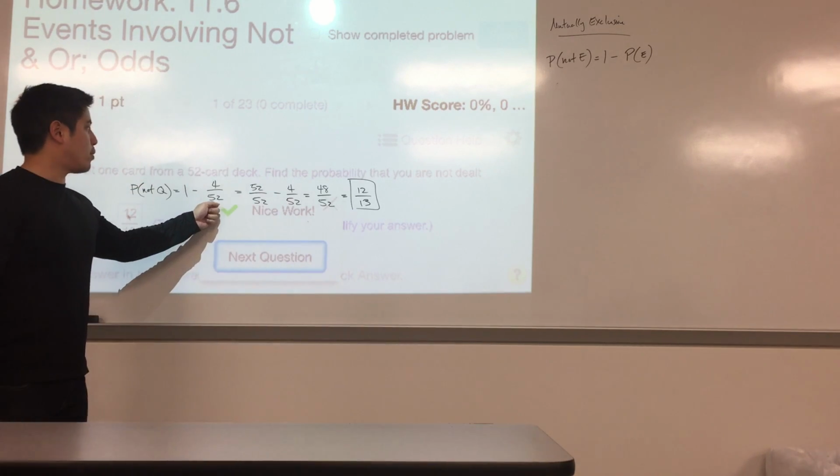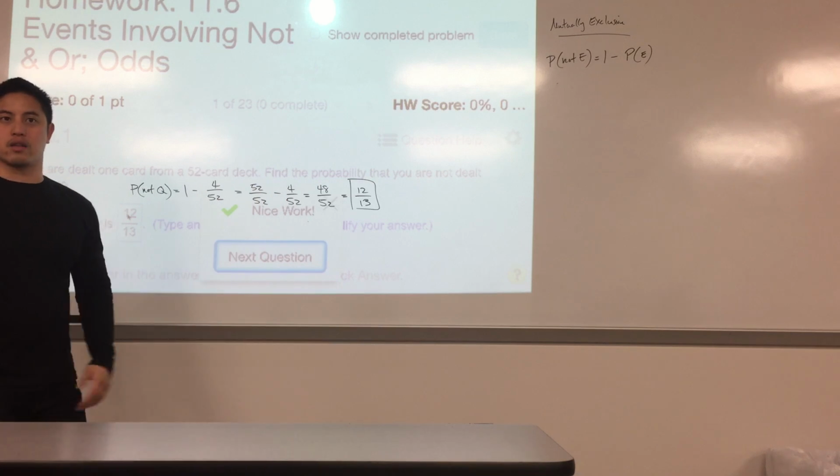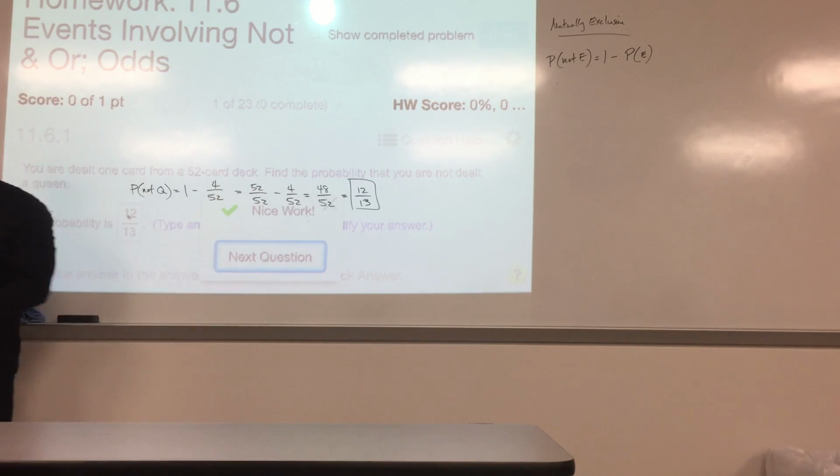Or again, find the probability of getting a queen, subtract that from 1, you'll get the same answer. Got it? Okay, and that's the first part there.